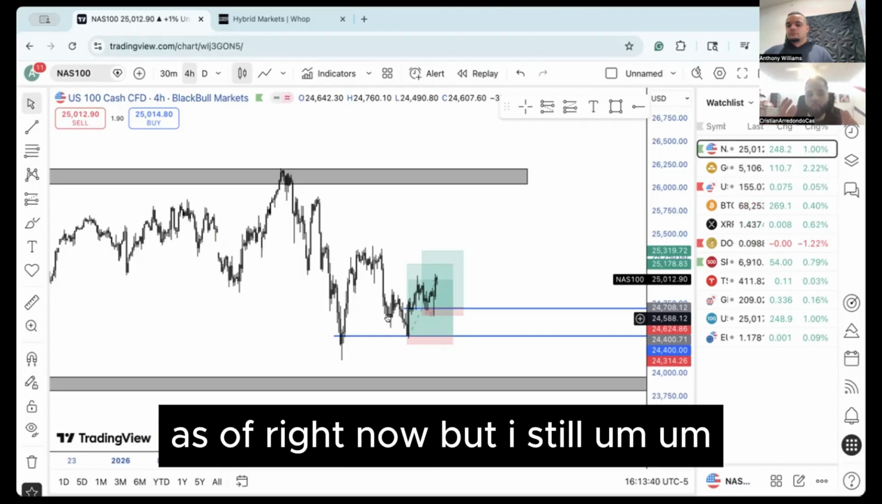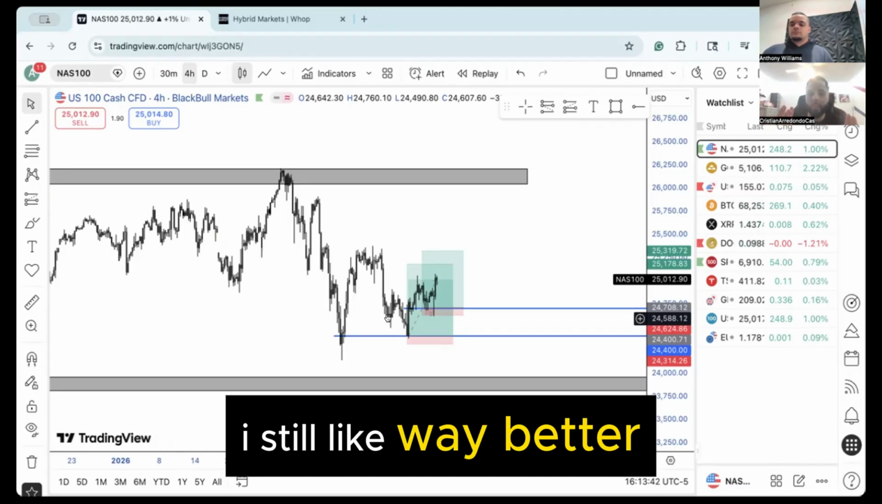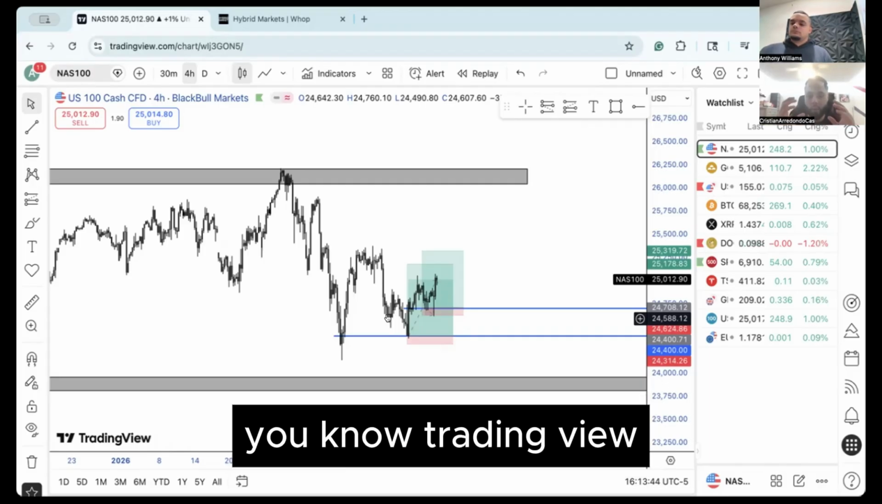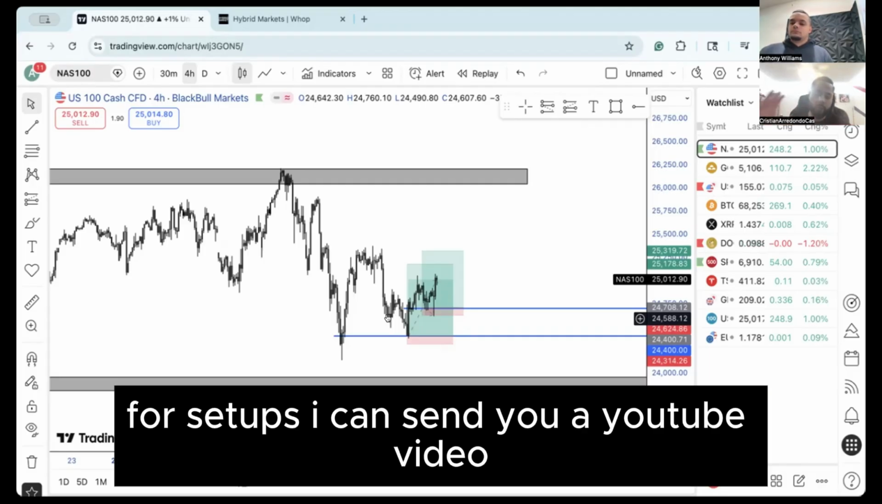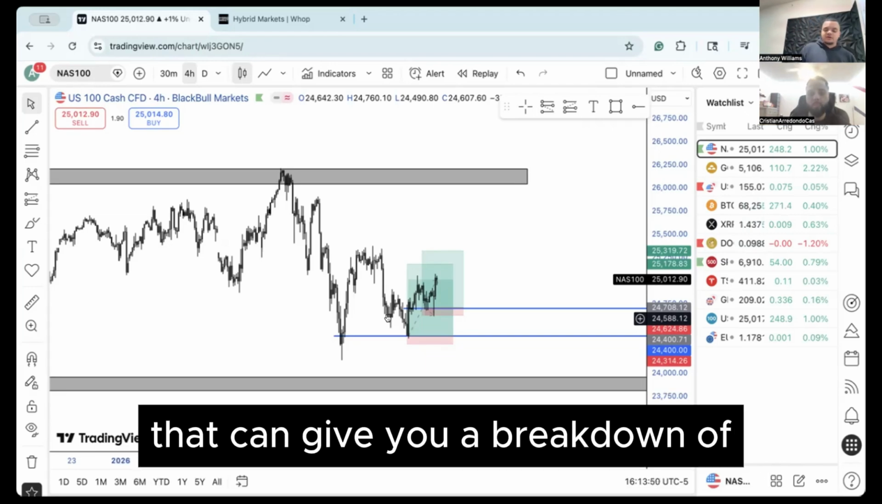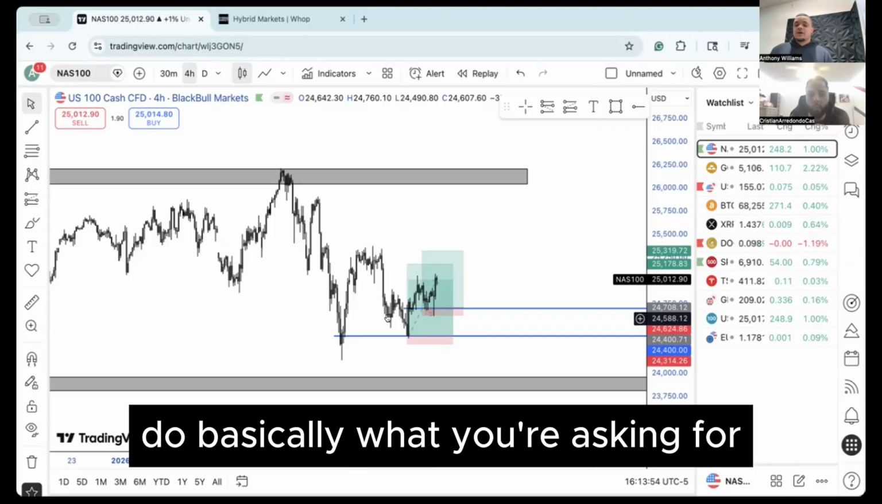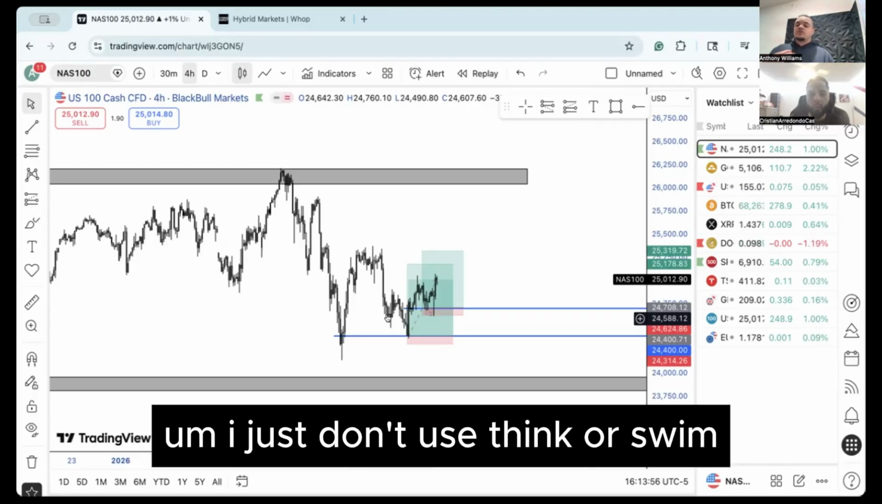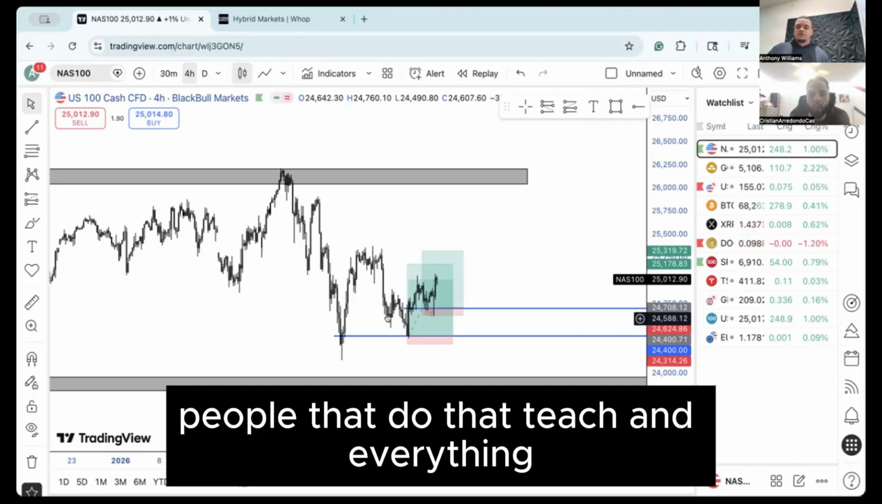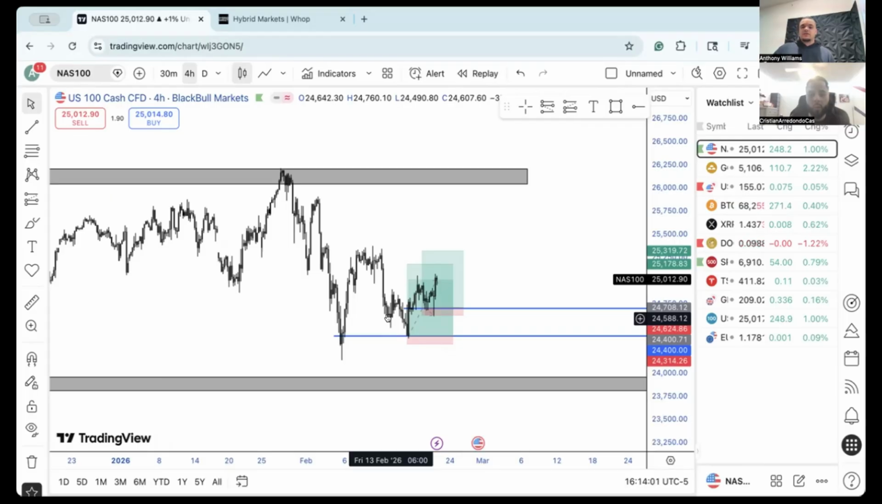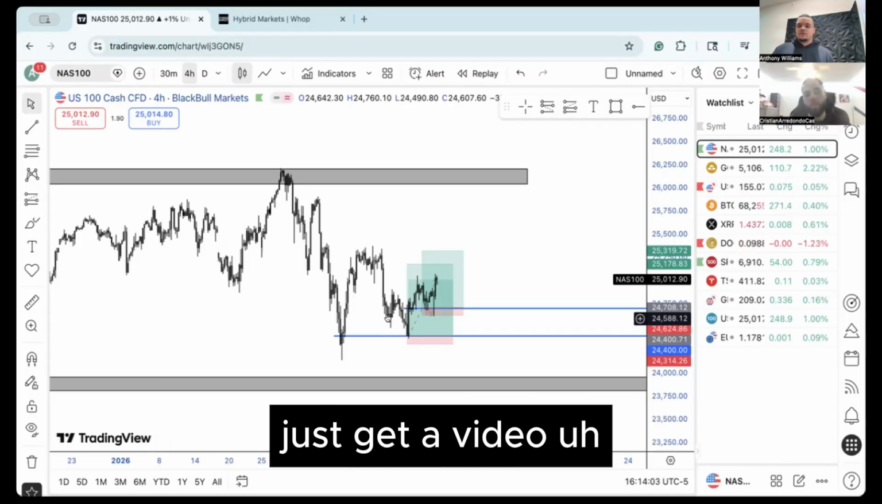But I still like TradingView way better for setups. I can for sure send you a YouTube video that can give you a breakdown on Thinkorswim, how to do basically what you're asking for. I don't use Thinkorswim, but I know people that do, that teach and everything, so I can just get a video.